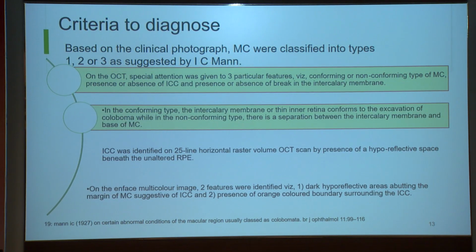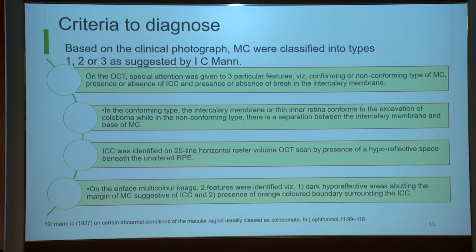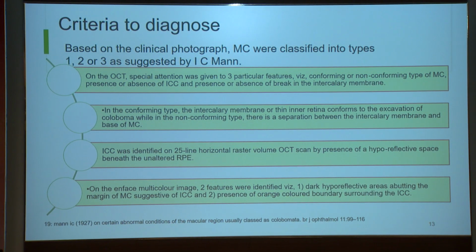In the conforming type, the intercalary membrane or thin retina conforms to the excavation of the coloboma, while in the non-conforming type, there's a separation between the intercalary membrane and the base of the macular coloboma. ICC was identified on the raster volume OCT scan by the presence of a hyperreflective space beneath the unaltered RPE. On the multicolor image, two features were identified. One was dark hyperreflective areas abutting the margin of the macular coloboma, suggestive of an ICC, and the second was the presence of orange-colored boundaries surrounding the ICC.